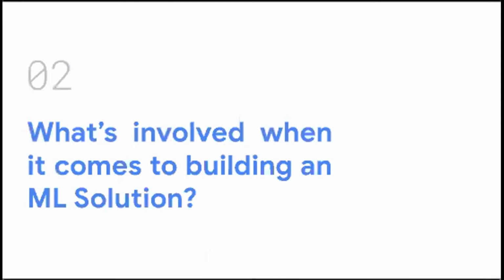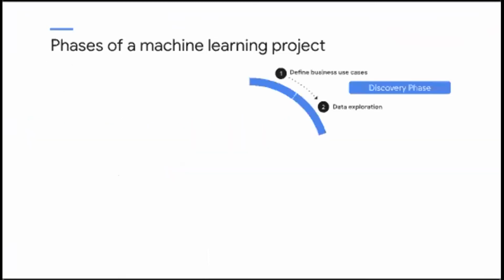So second, what's involved when it comes to building an ML solution? Aside from developing the standard engineering bits of your product, what does it really mean to build an ML solution? When we look at ML products, we identify 3 main phases: a discovery phase, a development phase, and a deployment phase.